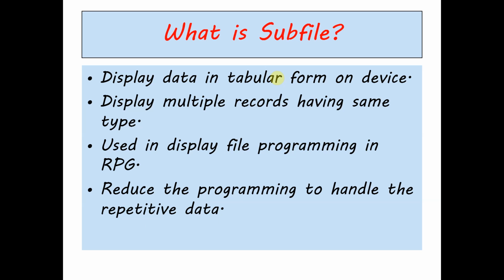So in that case we'll be creating a subfile, displaying multiple records of the same type. So we have id and name of the same types with multiple records. This is the basic example where we can create a subfile, and this is basically used in display file programming in RPG. Subfiles actually reduce the programming needed to handle the repetitive data.